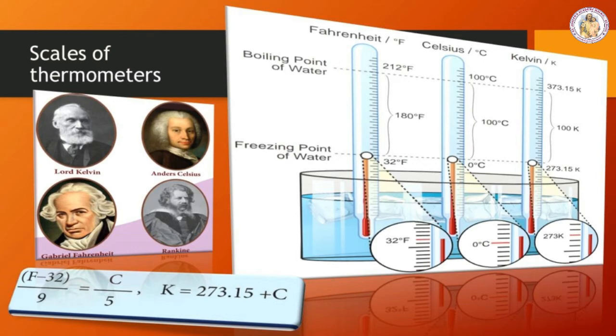Next, Kelvin scale. Kelvin scale is named after Lord Kelvin. It is the SI unit of measuring temperature and written as K, also known as absolute scale as it starts from the absolute zero temperature. The relation between Fahrenheit scale and Celsius scale is as under: (F minus 32) by 9 is equal to C by 5, and K is equal to 273.15 plus C.